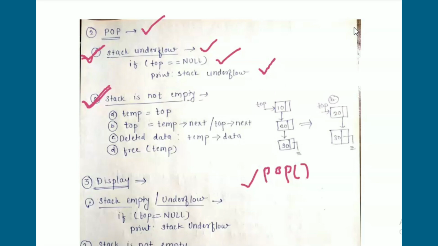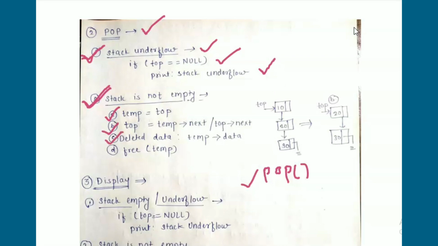So for that, I will first hold the data 10 in a temporary variable. I will take a temporary variable and hold the data of the top. After that, I will update the new top by temp next, or I can update with top next. So this 10 can be identified as temp as well as by top. So I can update the top as top is equal to top next.